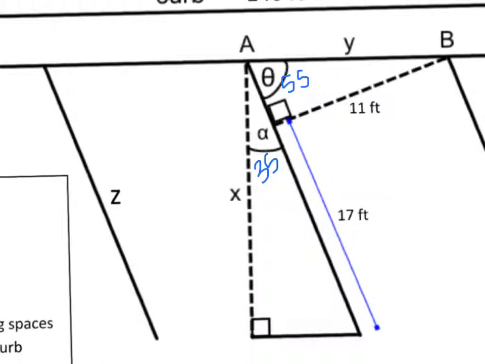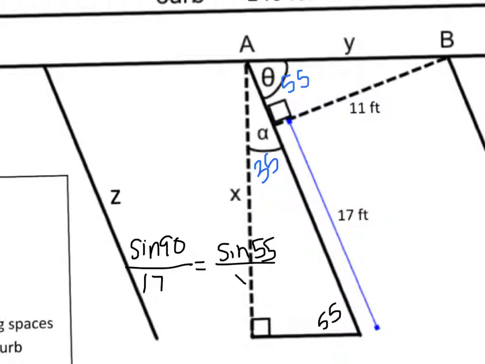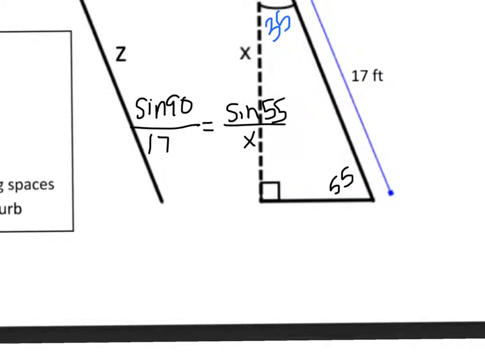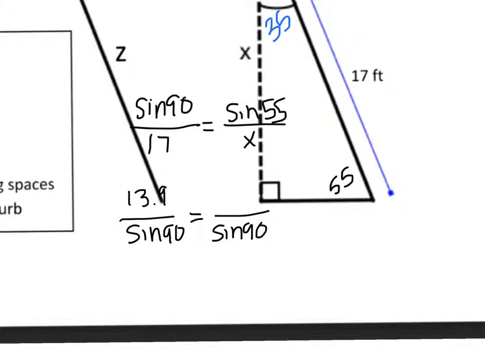So to find X, we can use the law of sines. We have sine 90 over 17 is equal to sine 55 over X. Then we have 13.9 over sine 90, which is equal to sine 90 x over sine 90. So x is equal to 13.9.